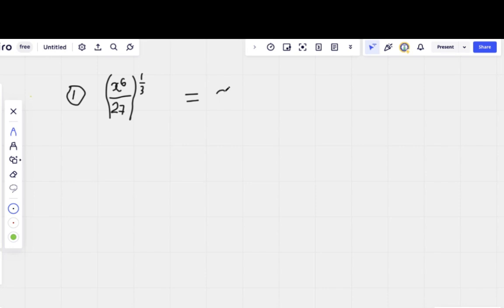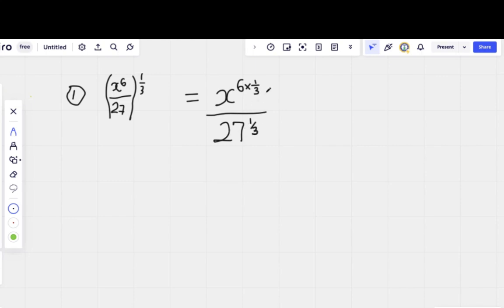So we say x to the power of 6 multiplied by 1 all over 3. The 1 all over 3, since it's outside, is talking to everything in the bracket. Multiplied by 1 all over 3. And then over 27 raised to the power 1 all over 3.